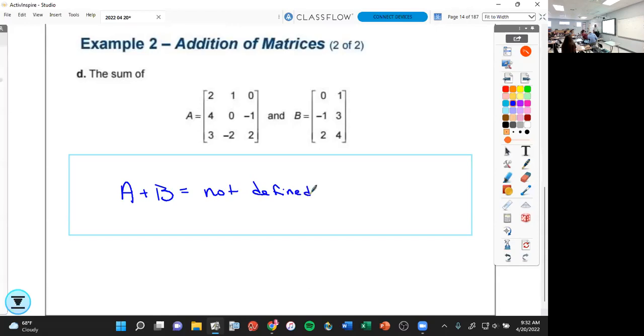We have what's called a dimension mismatch here. Remember, to add and subtract matrices, the dimensions have to be exactly the same. We don't talk about subtracting matrices. Instead, we do the opposite, right? We take a matrix and multiply it by the scalar -1, and then we add them.